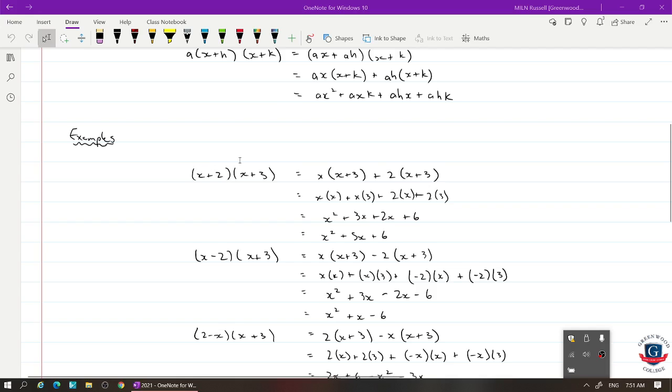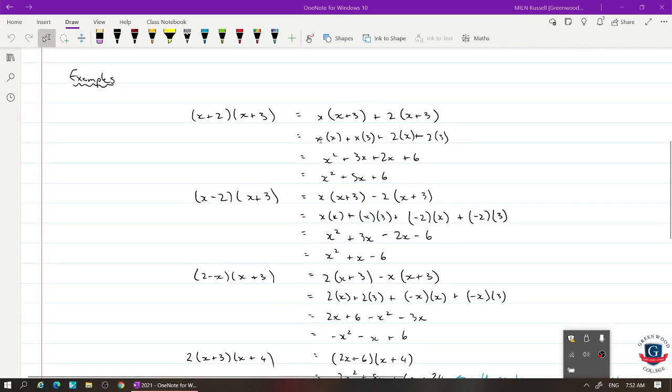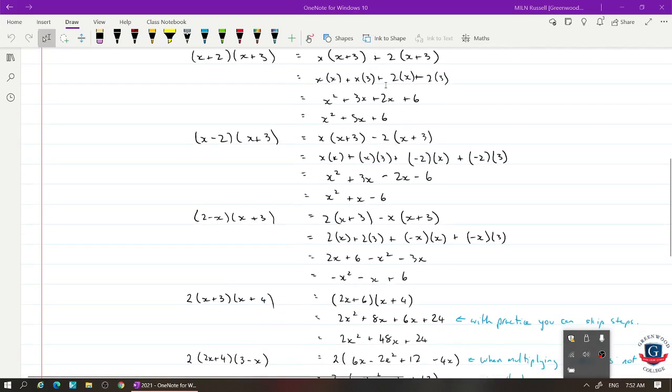We multiply x by the whole bracket, and then 2 by the whole bracket, and then expand this expression here. X times x gives x times x, x times 3, 2 times x, 2 times 3 gives me this. Multiply this out, x squared, 3x, 2x, 6. Simplify, these two get collected together, x squared plus 5x plus 6, finished.